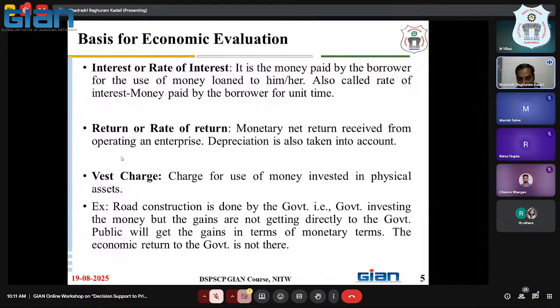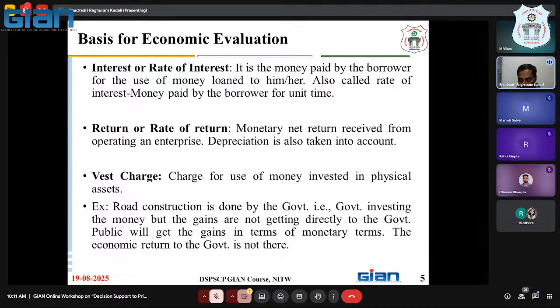Then we have the waiting charge. That is a charge for the use of money invested in physical assets. For example, if you are selling bonds or selling land, what is the total amount of money you are investing with respect to those categories? If a road construction is done by the government, the government invests the money, but the gains do not come directly to the government.